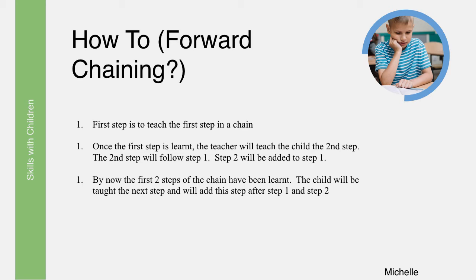And then by the third step, the student would have learned step one and step two in sequence. And so the child will be taught the next step, and then the third step will be added. So the third step will occur after step one and step two in sequence, which is why it's called forward chaining, until the behaviors become routine.